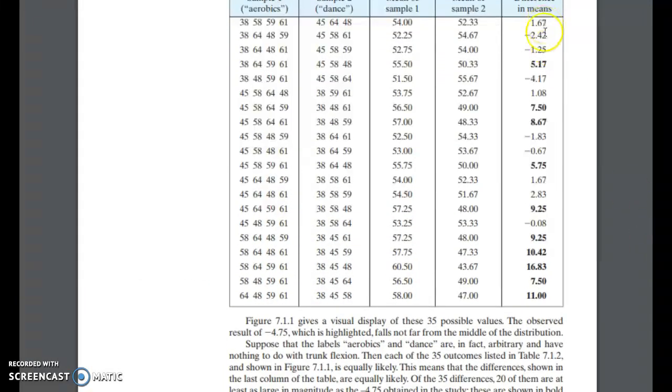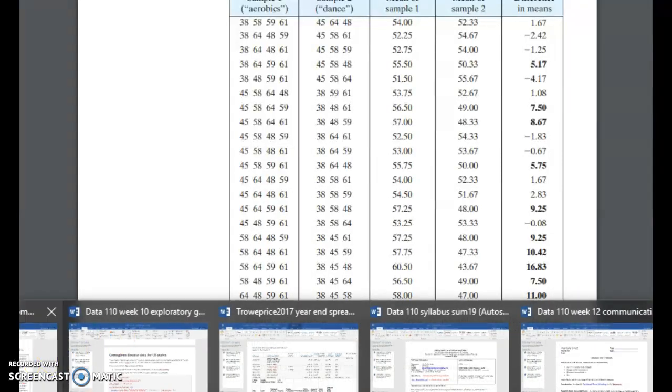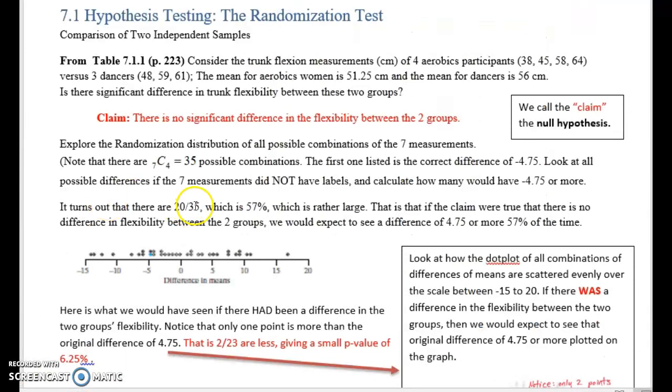So here are the remaining results for all 35. And if you count out the number of bold values, meaning any number in absolute value that is 4.75 or larger, then our result is that there were 20 bolded values out of 35, meaning there were 20 values in the randomization distribution that were 4.75 or larger in absolute value as a difference.